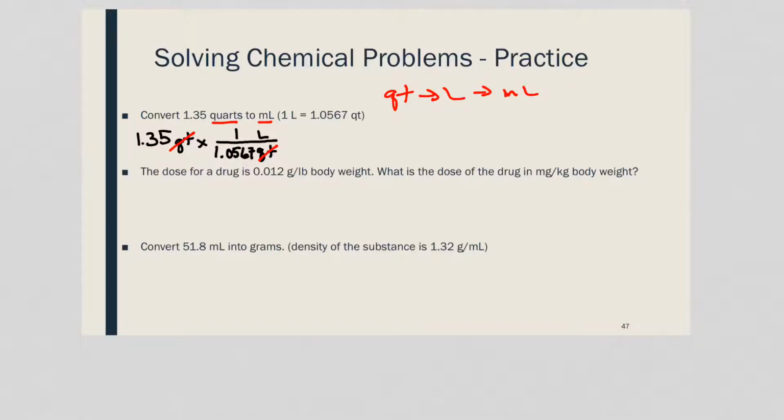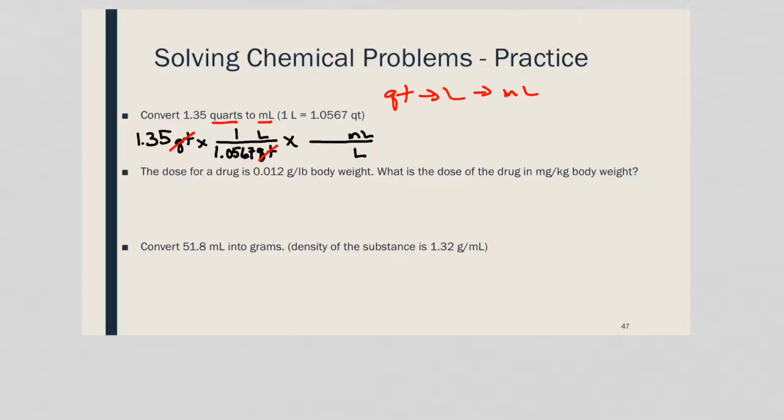Now, we can get an answer here, and we can then take that answer and do the second step. Or, what I think a lot of you will probably end up doing is doing this as a series of calculations. So if we end up with liters here, now that's our new given unit. And again, our desired unit is ultimately milliliters, and our given unit is liters.